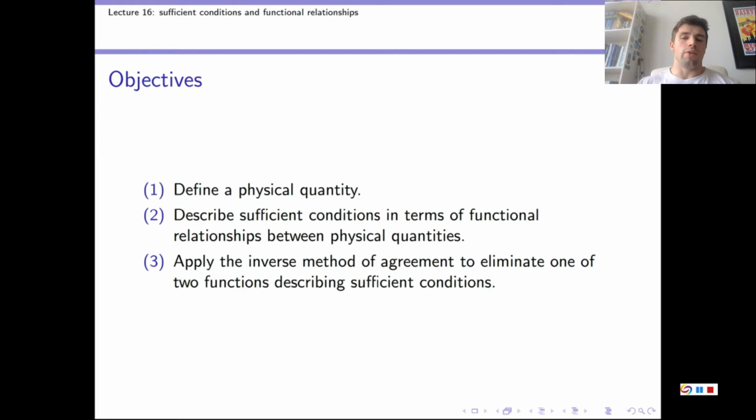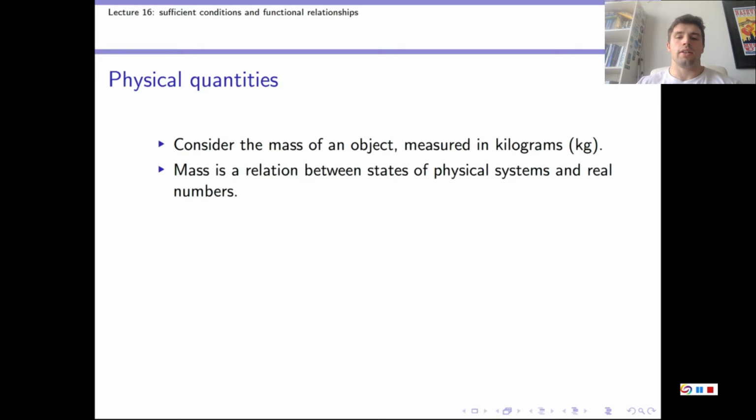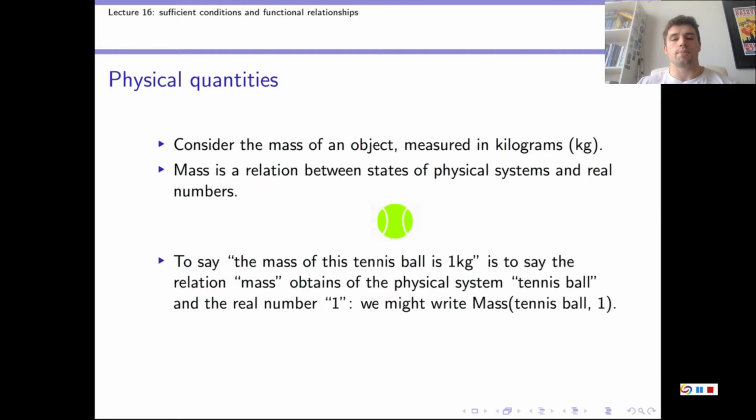So to get a handle on all of that, let's look first at what a physical quantity is. Consider something like the mass of an object measured on a given scale like kilograms, as we use over in the UK. We make a factual claim about a state of a physical system when we say that its mass in kilograms has a certain value. And in this way, mass, measured that way in kilograms, is a relation between states of physical systems and real numbers. For example, if we say the mass of this tennis ball is 1 kilogram, then that is just the same as saying the relation mass holds of the physical system tennis ball and the real number 1.